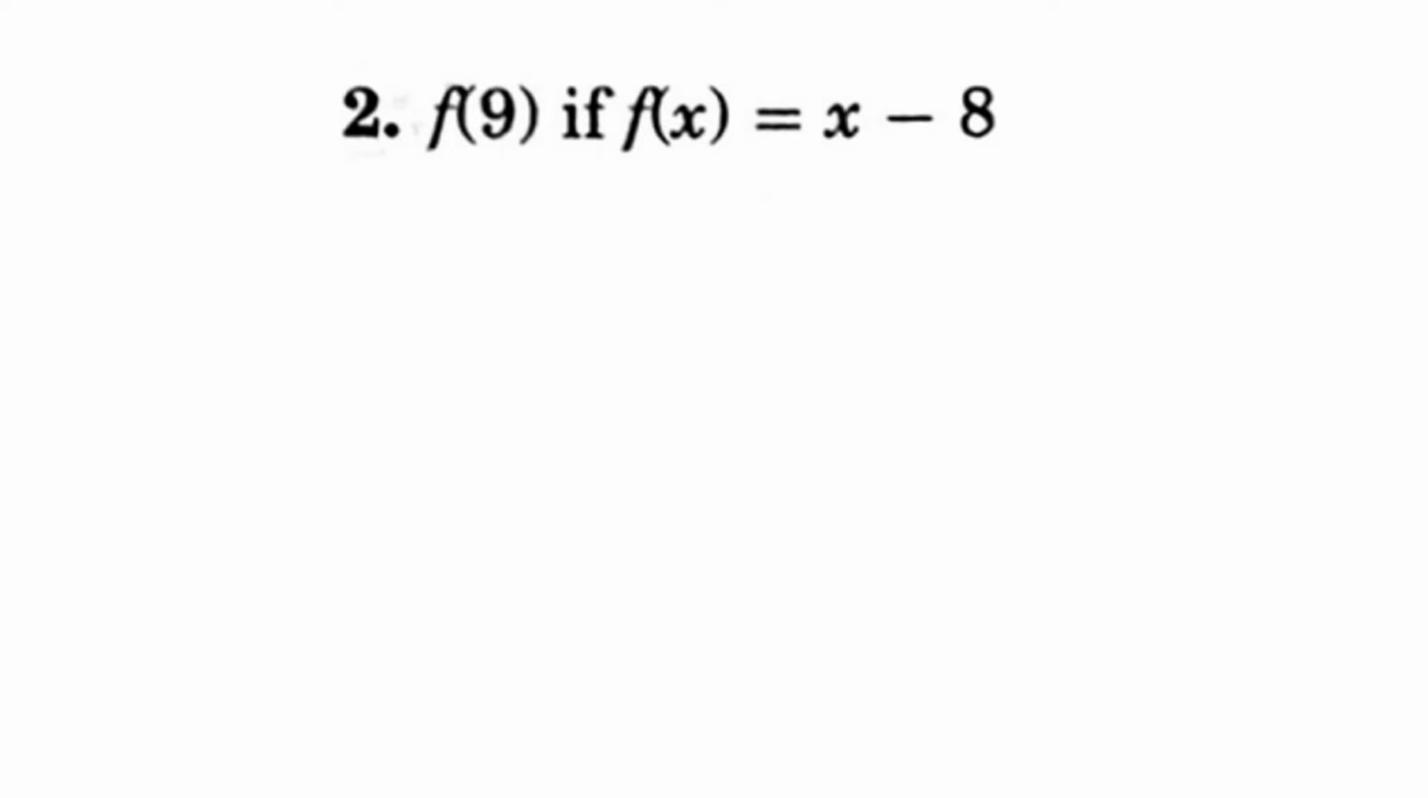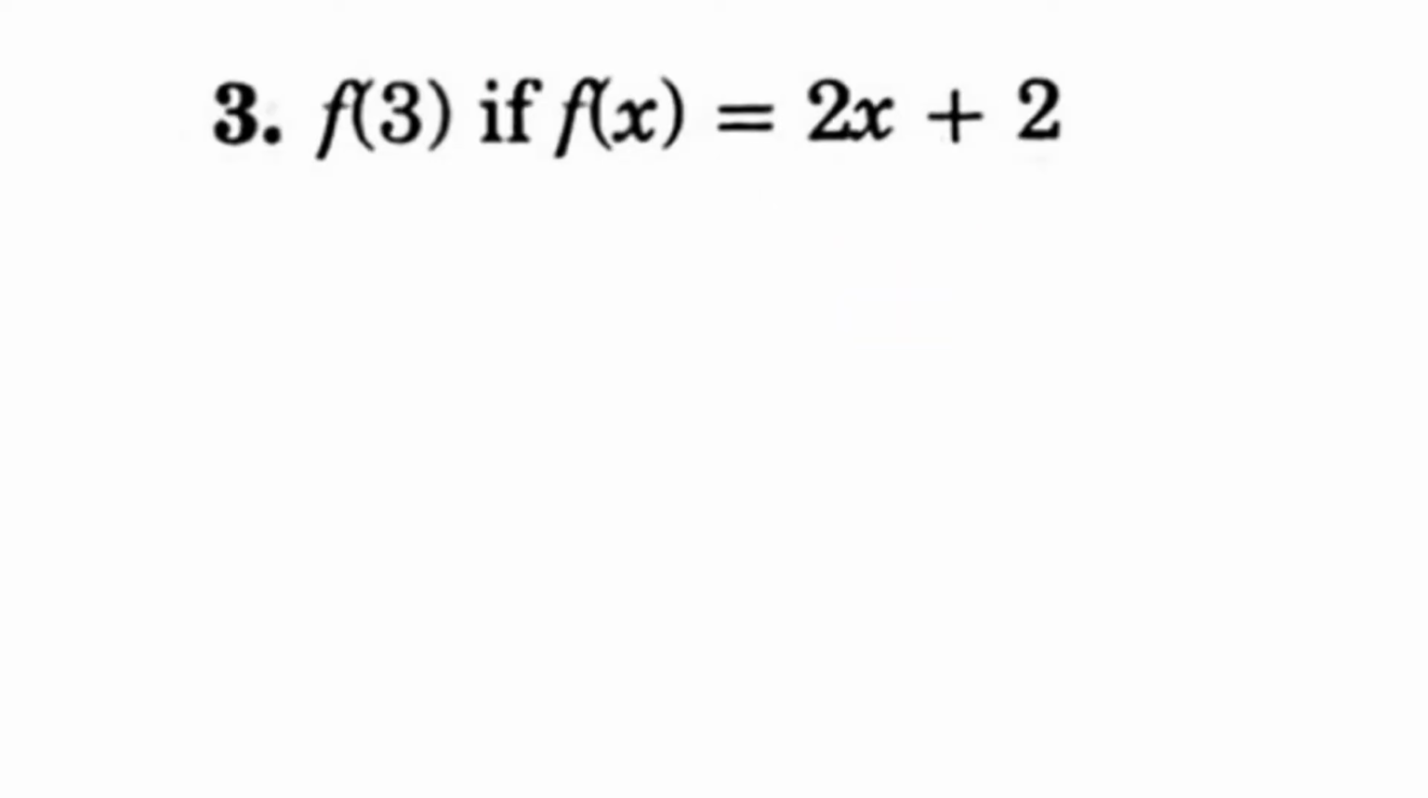For number 2, we have the problem f of 9 if f of x equals x minus 8. Again, take the number in parentheses, 9, plug it in for x. So instead of x minus 8, we have the problem 9 minus 8. 9 minus 8 would give us an answer of 1.